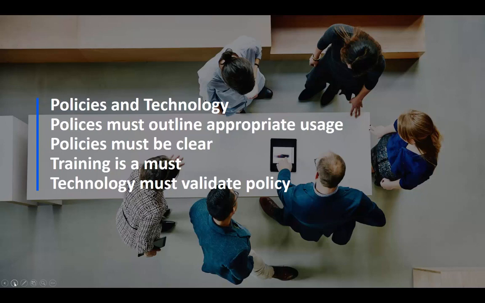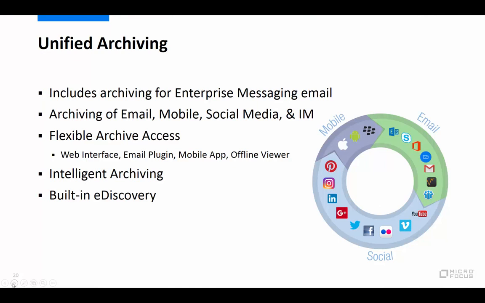And what's great about an archiving solution like what's included with enterprise messaging is that it can help you validate your policies. So you need to make sure that you have policies on what is appropriate and is not appropriate when it comes to email communication, when it comes to social media and mobile. You need to make sure that people are trained on that policy, and then of course your technology needs to validate that policy, and that's where the archiving piece comes in.